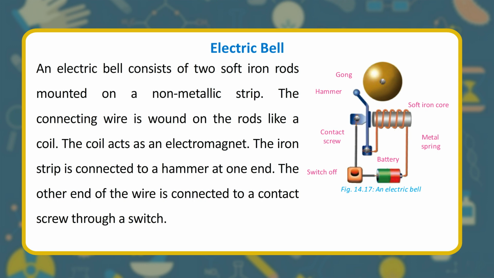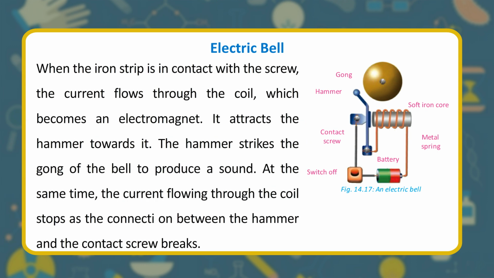The other end of the wire is connected to a contact screw through a switch. When the iron strip is in contact with the screw, the current flows through the coil, which becomes an electromagnet. It attracts the hammer towards it. The hammer strikes the gong of the bell to produce a sound. At the same time, the current flowing through the coil stops as the connection between the hammer and the contact screw breaks. Gong, hammer, contact screw, switch, battery, metal spring, soft iron core.